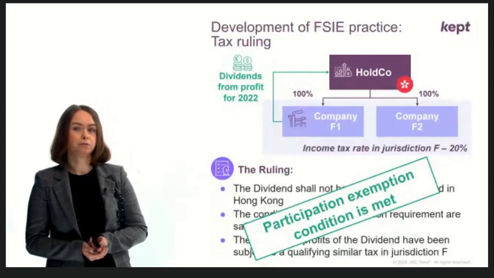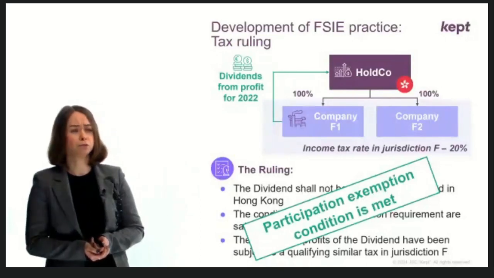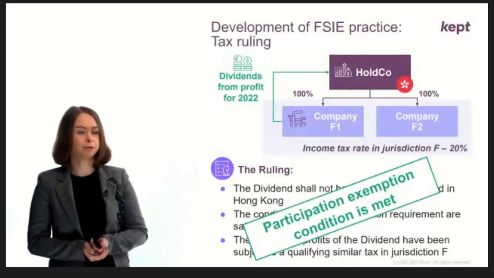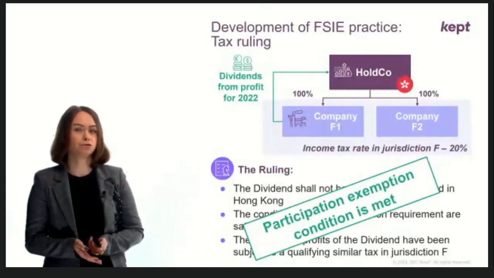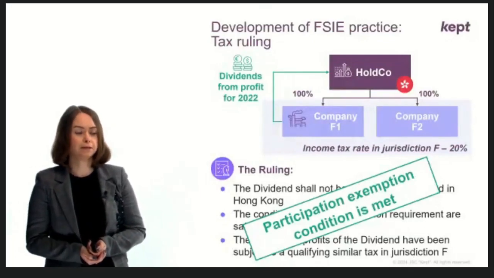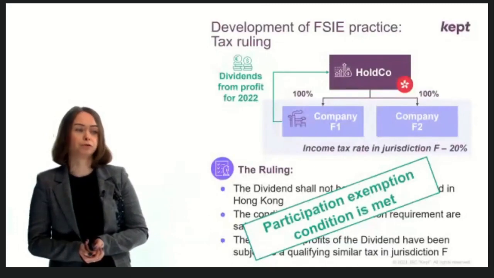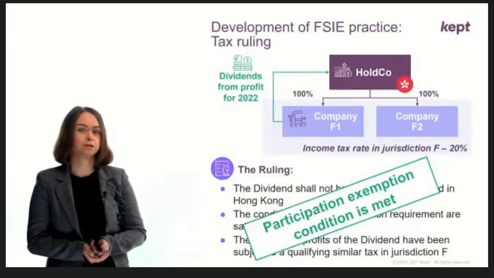But from our side, we would like to point out that it is unclear on what basis the ruling stated that the dividend will not be used to satisfy any debt incurred in connection with the activity of the holding company in Hong Kong. In addition, the ruling did not explicitly state whether the applicant was a pure equity investment company, but if it is, the dividend used to pay for the subscription of shares in company F2 could be regarded as satisfying the debt in respect of the investment activity of the holding company in Hong Kong, and as such, the dividend would be deemed as received in Hong Kong and would be chargeable to profit tax unless the participation exemption requirement or economic substance requirement are satisfied.